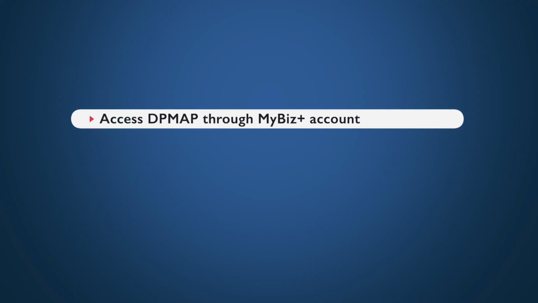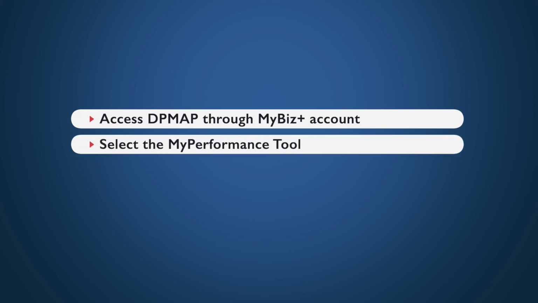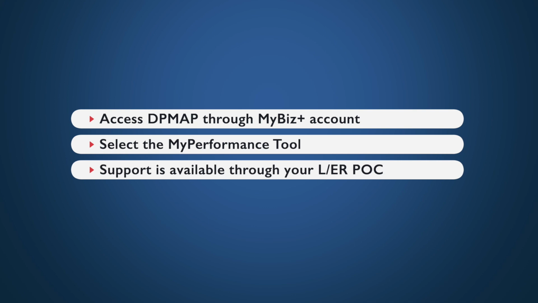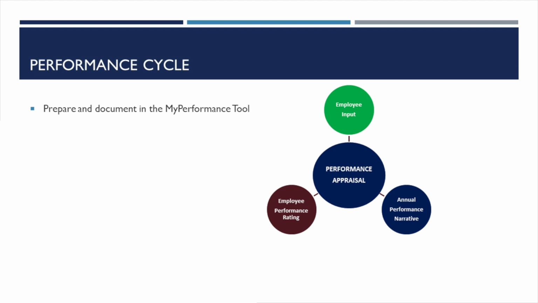There is also a responsibility that everyone on your performance team shares, and that is completing the process of documenting your performance plan, mid-year progress review, and annual appraisal using the DPMAP system. You can access DPMAP by logging into your MyBiz Plus account and clicking on the My Performance tool. If you need assistance with DPMAP, support is available through your LER point of contact. Keep in mind that the performance cycle does not run on a fiscal year timeframe, but rather starts each year on April 1st and ends on March 31st of the following year.